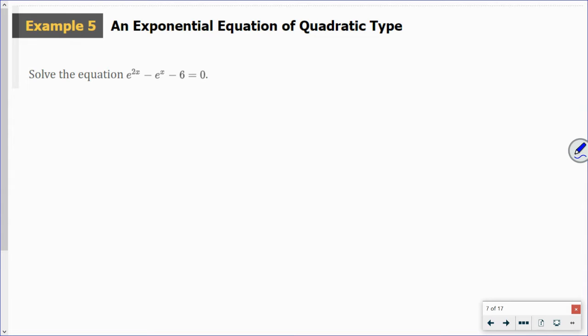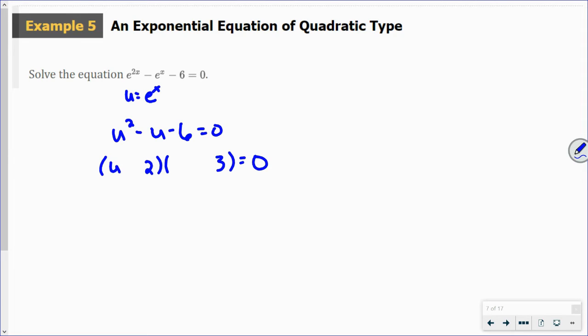Here we have a quadratic type, and we can use u substitution to help us out on this. If I let u equal e to the x, we usually go with this middle term here, and I rewrite this as u squared minus u minus 6 equals 0. Because power to a power you multiply, so 2 times the x is the 2x. Go ahead and factor this. So factors of 6 that subtract to 1 would be 3 and 2.